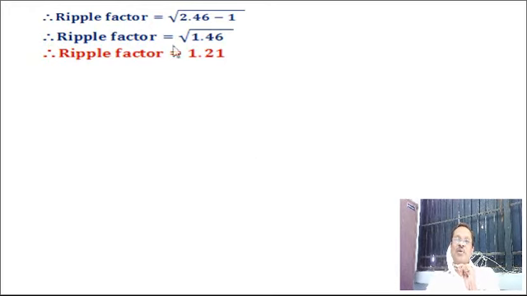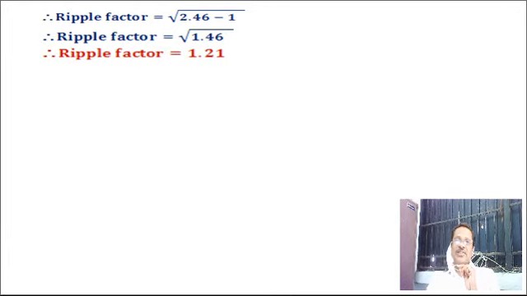Now from this value we can say that in the half wave rectifier circuit, the AC component is more than the DC component in the output of the rectifier. Means the output of the half wave rectifier circuit contains more AC component than the DC component, and hence this rectifier, that is the half wave rectifier circuit, is not effective.